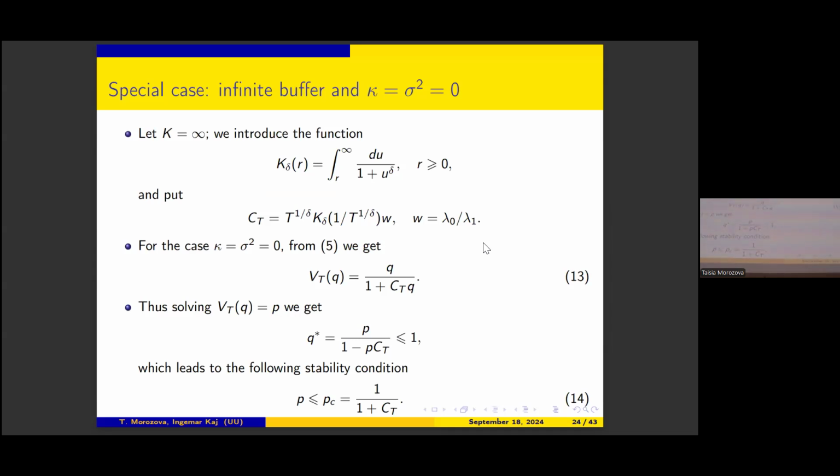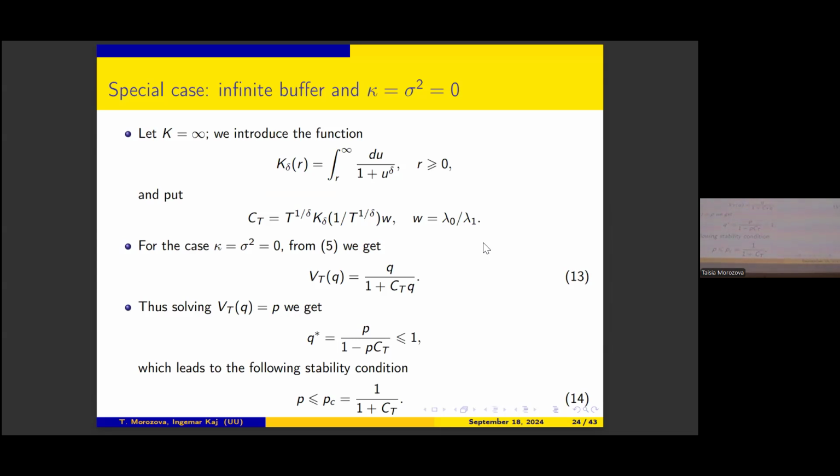In this case, we will always have this solution because the maximum of FFQ is always 1. With the infinite buffer, it was a problem because we do not always have this. So for the infinite buffer case, maybe I will go to the special case when we have kappa 0, sigma squared 0 as well, because we can get some explicit things. The main difference here is that we don't have losses in this case. So the buffer dynamics only consists of arrivals and departures.